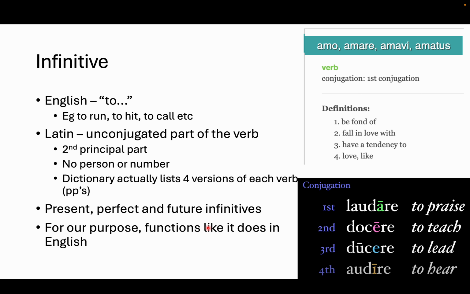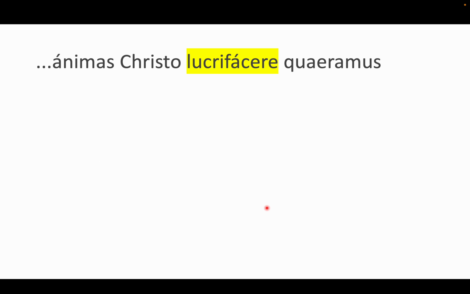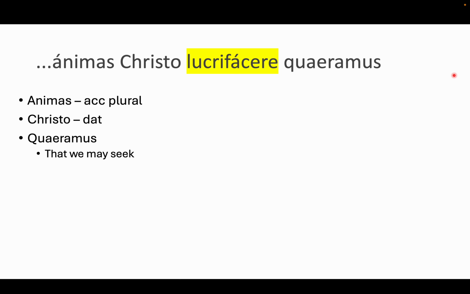Okay, and you can have a present, perfect or future infinitive. For our purposes in the Preces, it's really just going to function like it does in English and in the present, right? And we'll see an example of that now. So, animas Christo lucra facere quaeramus. So, let's unpack this. Animas means souls, okay? And it's an accusative plural, so it's going to be some kind of object, probably. Christo, from Christ, Christos. That's a dative version. And then quaeramus is a verb meaning that we may seek.